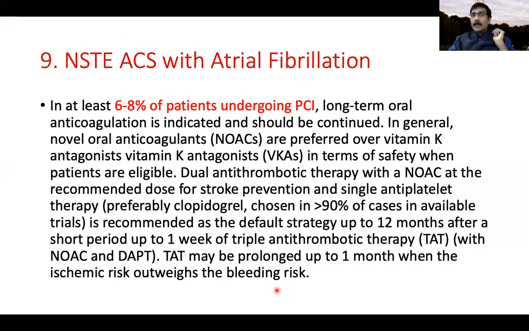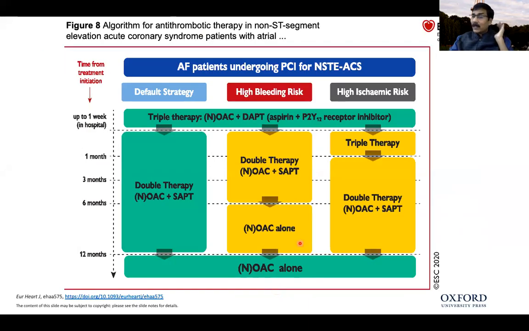There is always a 6 to 8% chance of your patient having atrial fibrillation already, and he's already on a novel anticoagulant or a vitamin K antagonist. A lot of things said, but one interesting point is this particular slide. Now, the default strategy, that was interesting. We said high bleeding risk, high ischemic risk, but the default strategy in a patient who's on a DOAC seems to be 1 week of triple therapy, which is dual antiplatelet therapy for 1 week alone, followed by double therapy with a NOAC and a single antiplatelet for 12 months, followed by NOAC alone. You don't need antiplatelet therapy beyond 1 year for a patient who's undergoing a PCI.